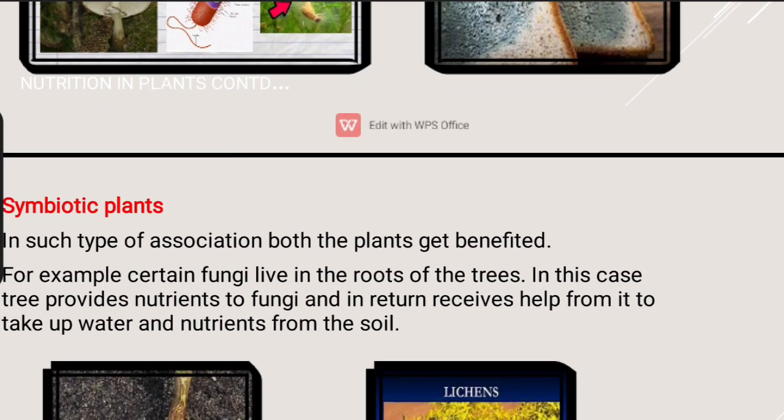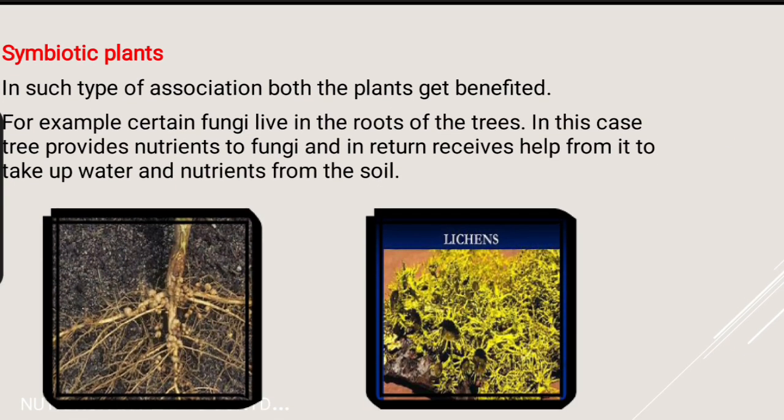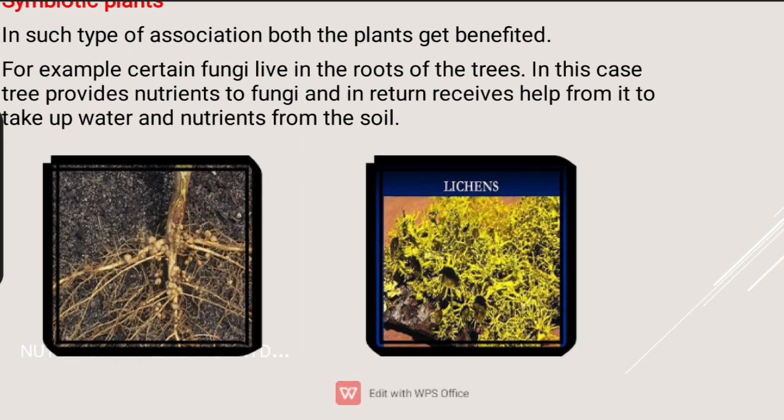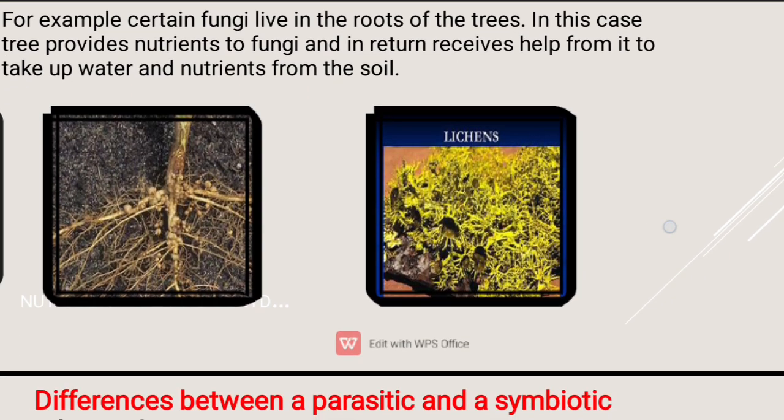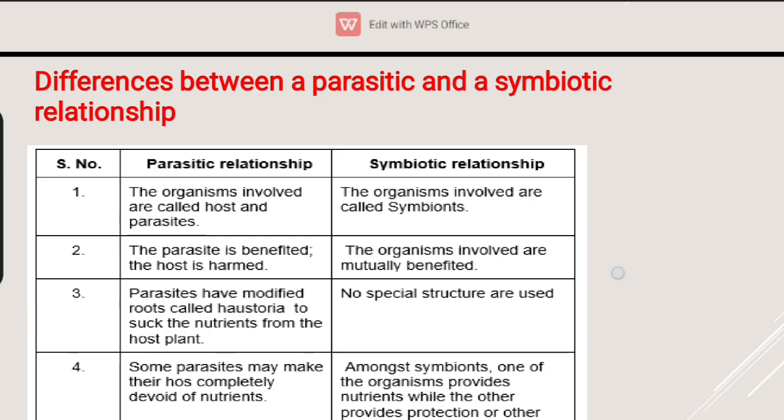Symbiotic plants: in such a type of association, both the plants get benefited. For example, fungi live in the root of the tree. The tree provides nutrition to the fungi, and in return receives help from it and takes up water and nutrition from the soil. Difference between parasitic and symbiotic plants.